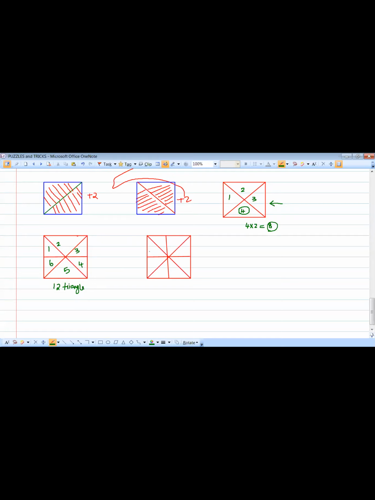6 into 2, 12. How many triangles are there in this diagram? Say 1, 2, 3, 4, 5, 6, 7, 8. Yes, 16 triangles will be there. How many triangles will be there? 16 triangles. Very good. So now for this question, find out how many triangles will be there.